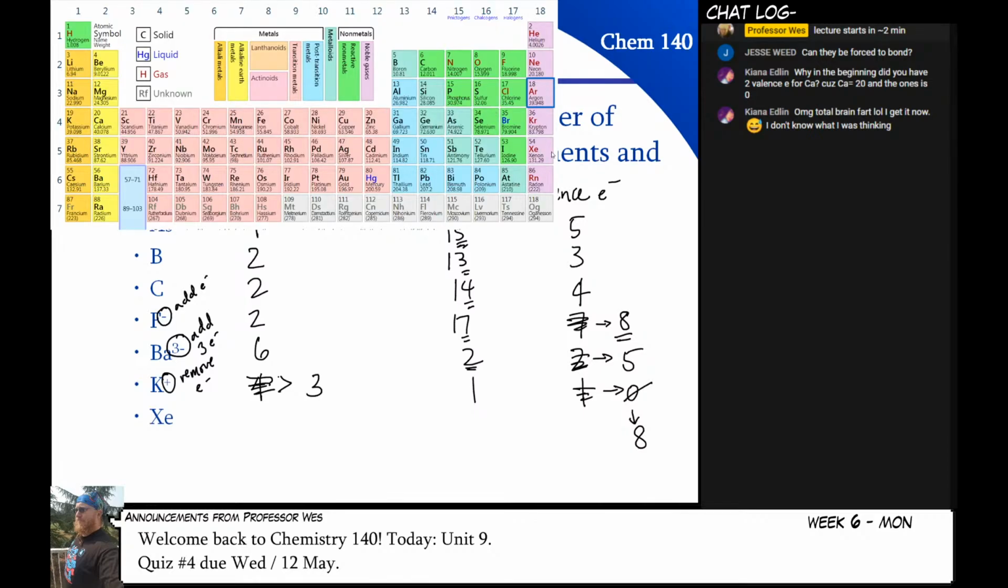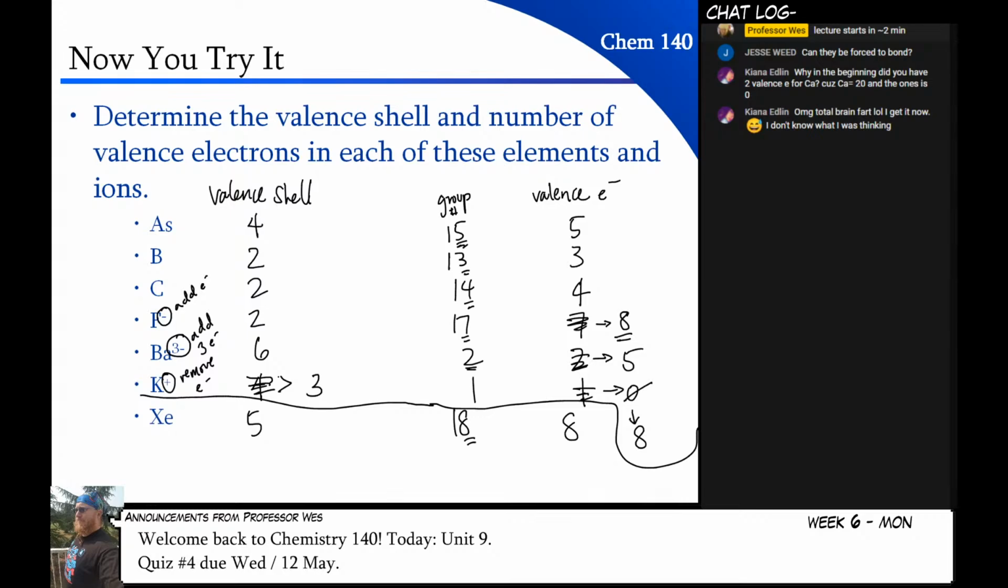And then finally for xenon here, xenon is in period 5, so it's valence shell 5, and it's in group 18, so it's going to have 8 valence electrons. So the only weird thing that happens is if you remove electrons and you end up going down to the previous shell. Just remember that if you ever land on 0, that's like having 8. And we'll be all set. Alright, any questions, let me know.